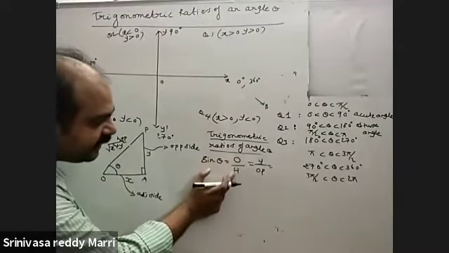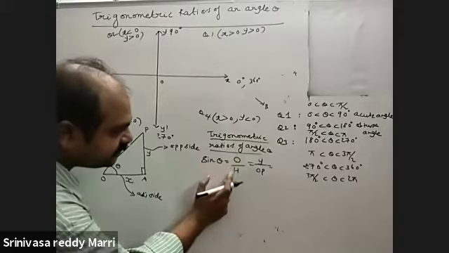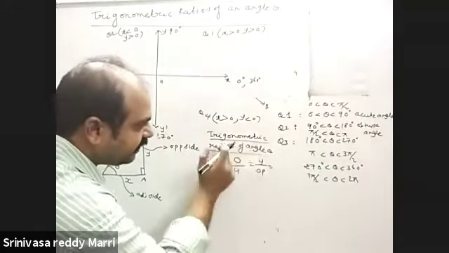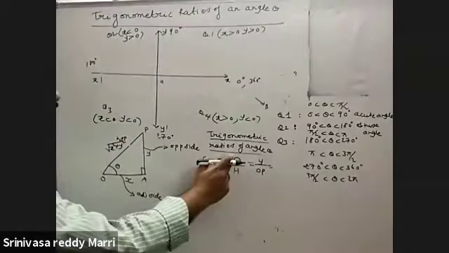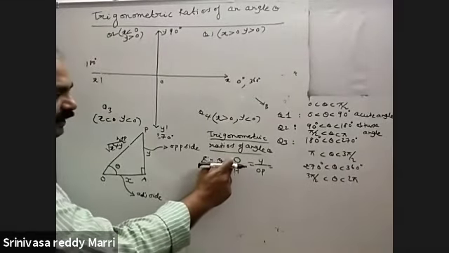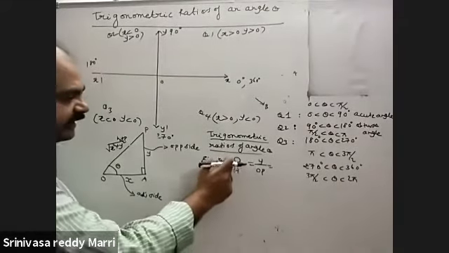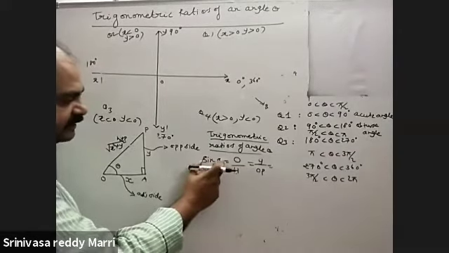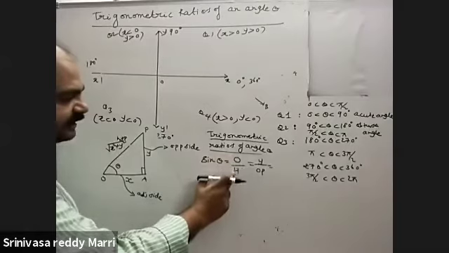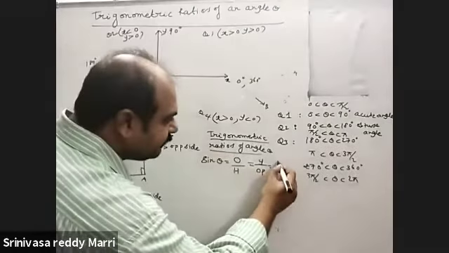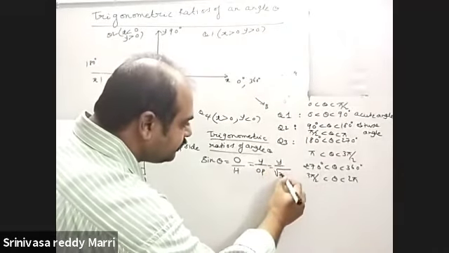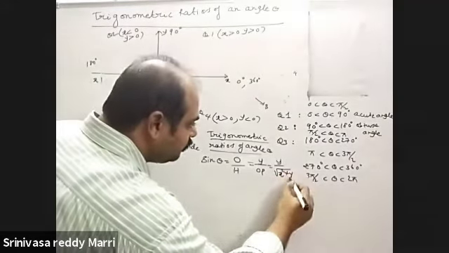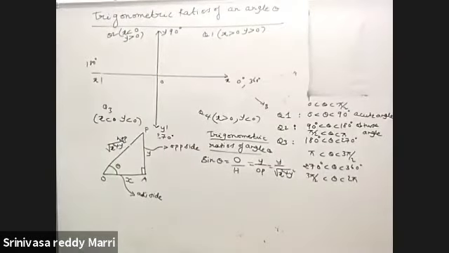Opposite side divided by hypotenuse. This is one ratio, that's why it is called a trigonometric ratio. Whatever ratio you are finding out, that ratio is called sine of that angle. This is just a symbol only. This ratio is important. That means y divided by the hypotenuse, which is root of x square plus y square. That is sine theta.